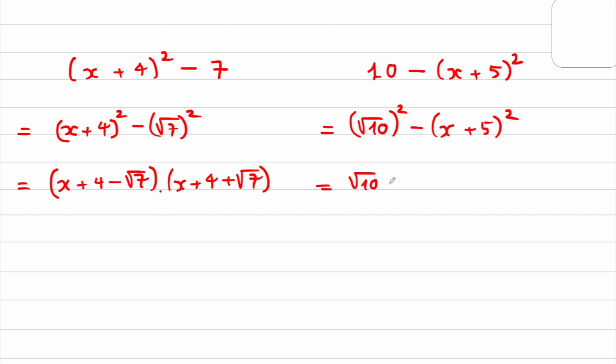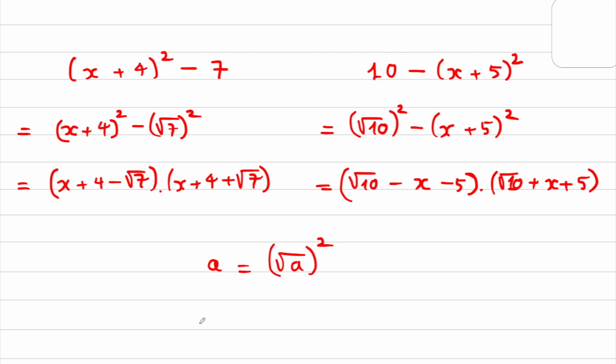For the first bracket, subtraction, you have square root of 10 minus x minus 5. Be very careful about this one. This is not minus x plus 5, this is minus x minus 5. And the next one is square root of 10 plus x plus 5. Yes, that is the factorized form for this question. You can see that's not too difficult. You have to understand that a number will be under the square root, and after that you have squared outside. Of course, this number has to be positive, which means a is greater than or equal to 0.